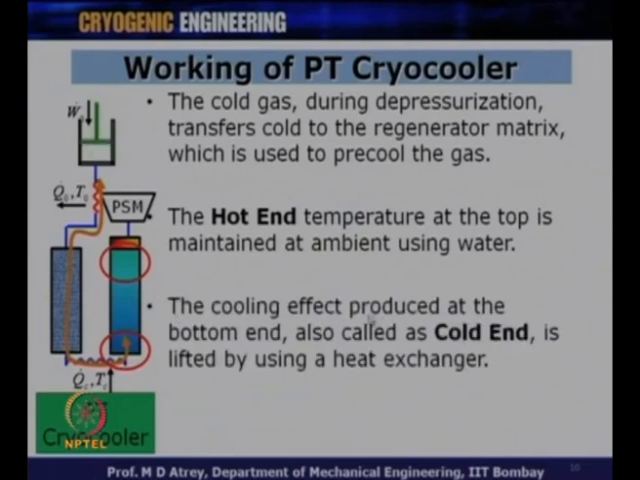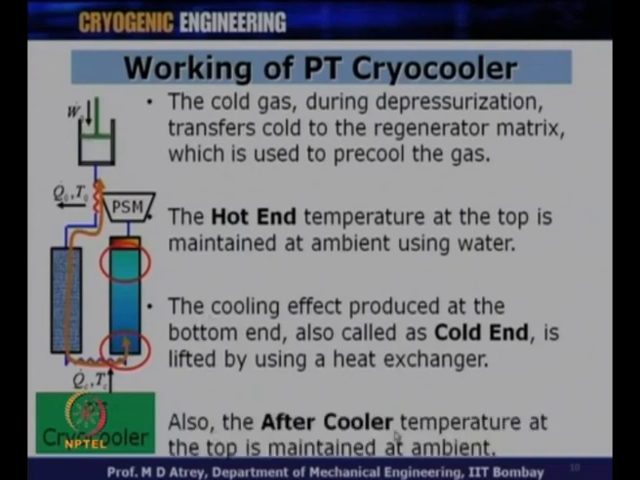The cooling effect produced at the bottom end, also called the cold end, is lifted by using a heat exchanger. So, you have a heat exchanger here, which basically exchanges the cold generated because of this pulse tube action. Normally, a pulse tube cooler will be identified by the hot end of the pulse tube, which is maintained at room temperature, and the cold end of the pulse tube where the cooling effect gets generated. This is very simple terminology, the hot end of the pulse tube and the cold end of the pulse tube. Also, the after cooler temperature at the top end is maintained at ambient.